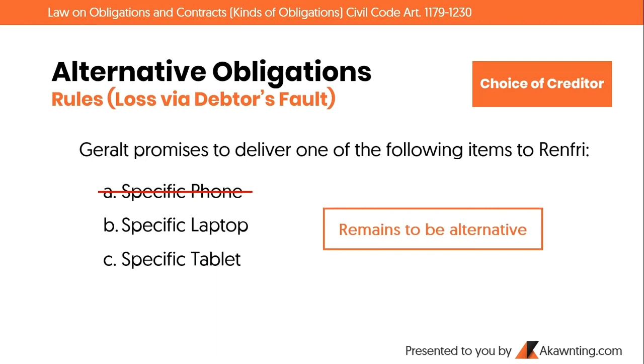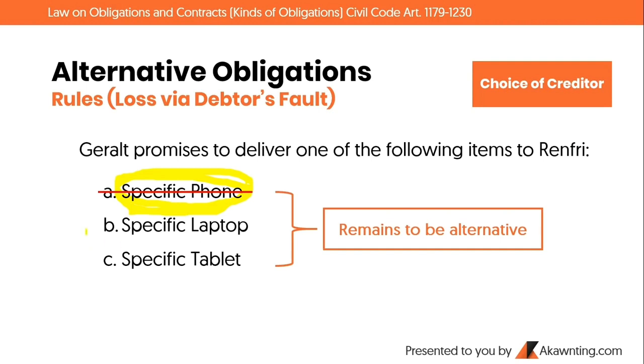Okay? This remains to be alternative. However, the choice remains the same. Tatlo pa rin. Okay? Pwede niya pa rin piliin yung specific phone. Pero, bakit? Nawala. Di ba? Nawala na ito. Okay. Actually, syempre hindi niya naman madedemand yung specific phone talaga. Okay, yung mismong phone hindi yun mismo ang ide-demand niya. Kapag ito ang pinili niya, yung specific phone, ang ide-demand niya is hindi yung mismong specific phone, kundi yung value ng specific phone plus damages.